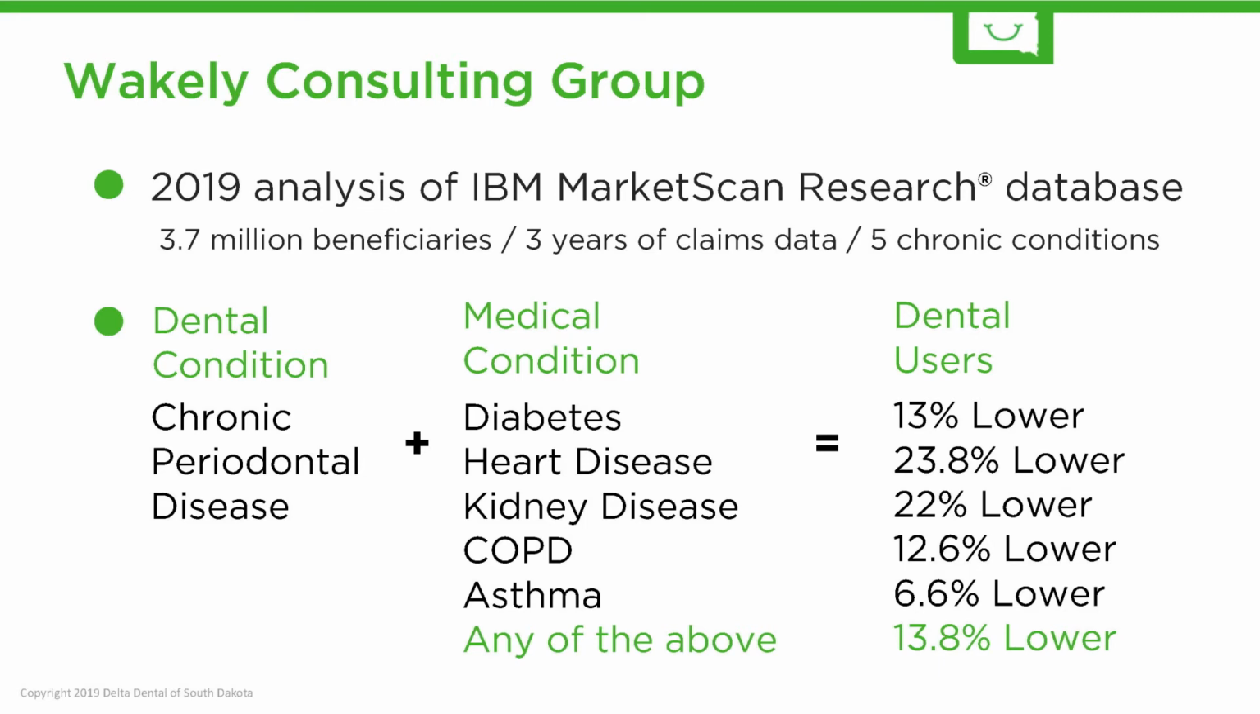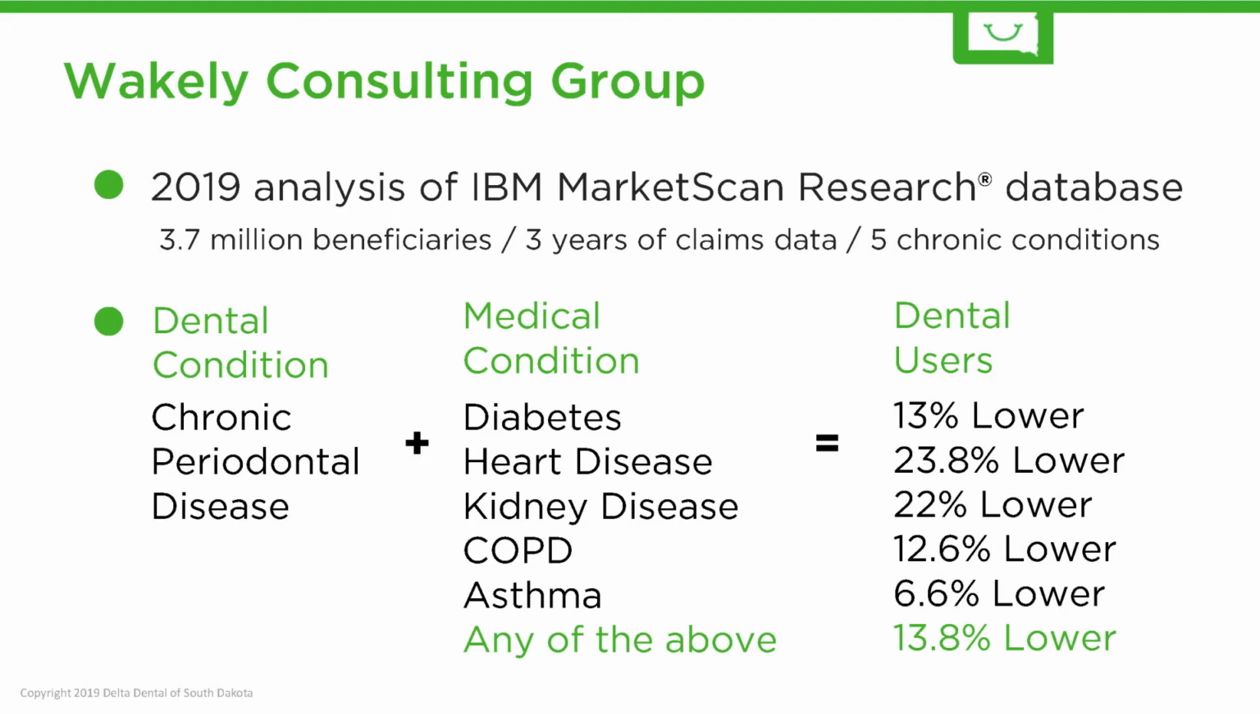Periodontal disease is common, but often underdiagnosed and undertreated. The CDC indicates that 47% of adults ages 30 and older have periodontal disease. That jumps to 70% in adults over 65 years old. The Weekly Consulting Group conducted a study on a group of patients who had periodontal disease, as well as one of the 5 listed medical conditions.